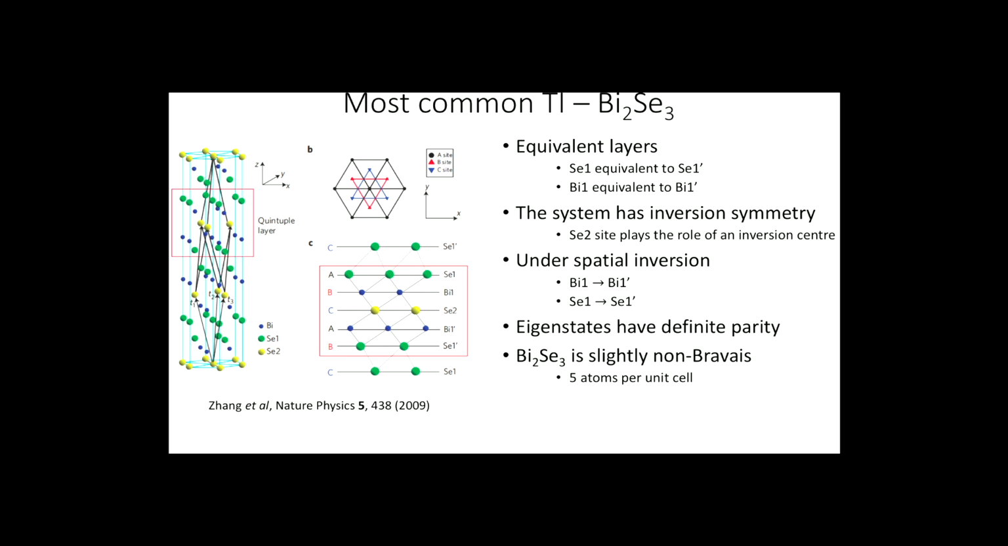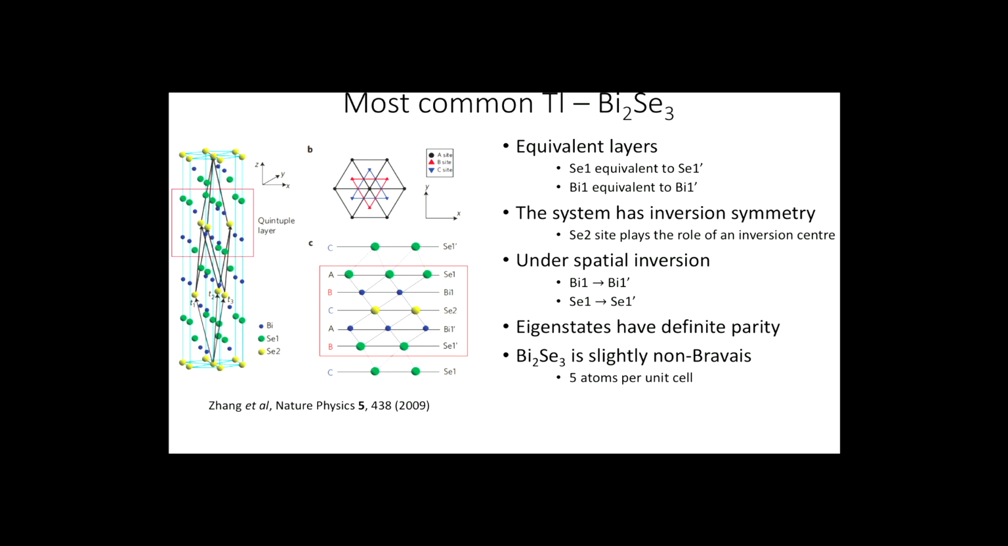These are called 1, 1, 1 prime, 1 prime, and then the selenium 2 layer. So selenium 2 acts like a center of inversion. So a selenium 1 is equal to selenium 1 prime. That's why they're drawn in green. Bismuth 1 is equivalent to bismuth 1 prime. So this layer, the selenium 2, plays the role of an inversion center.